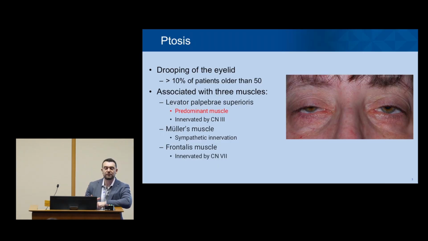When you talk about ptosis, what you're talking about is a drooping of the eyelid. And you can have drooping of the eyelid for many, many reasons. But what we see is in patients with blepharospasm, they might have a higher rate of droopiness. And I'm going to go into that in a sec. But when we talk about droopiness, it's a very common condition. About 10% of patients over the age of 50 have some level of droopiness. And why does that happen?